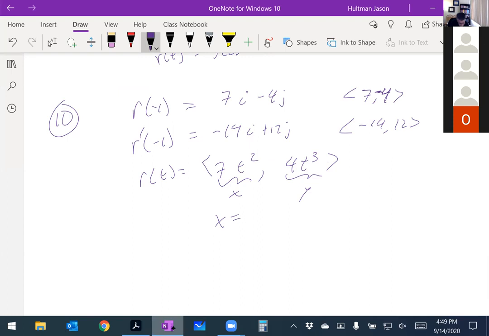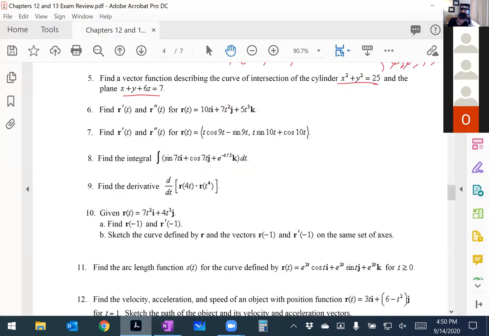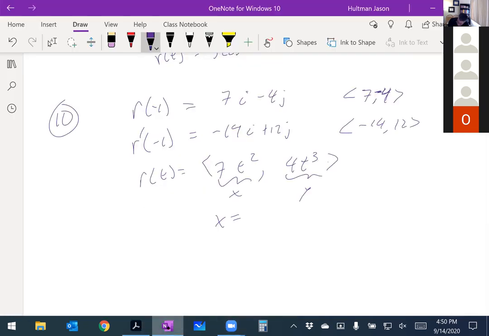So x equals, we want to look at what's happening with the, does it say sketch the curve or does it say sketch the vectors? Number 10, oh, sketch the curve defined by R and the vectors on the same set of axes. Okay, so what I'm going to do is I'm going to kind of cheat. We only have two dimensions here. We have the x dimension and the y dimension. I'm going to say x is equal to 7t squared. Okay. And so I'm going to solve this for t. t is equal to the square root of x over 7, right?